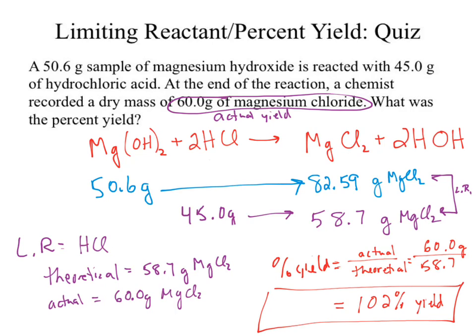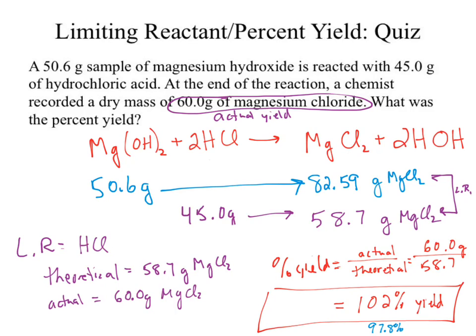Almost guaranteed, what other answer is going to show up as a possible answer choice? 97%. That 97.8%. Both of those are going to show up as possible answer choices. The one you would need to provide is the 102%, because that's how you calculate a percent yield. It's always actual over theoretical. So thank you for pointing that out.